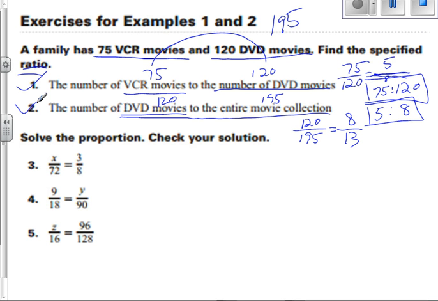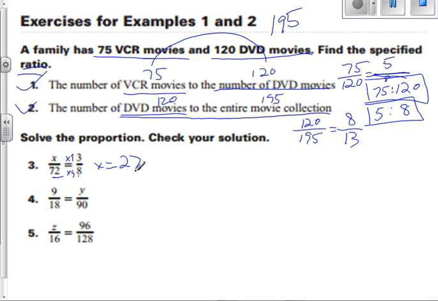So let's look at number 3. It says solve the proportion. Check your solution. I know that I can multiply both of these by 9, because 8 times 9 gives me 72. Therefore, x has got to equal 27. 27 over 72. Divide both by 9, you get 3/8. That works.